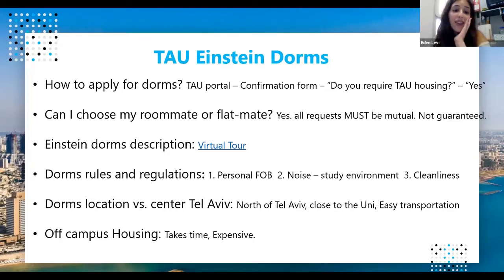You will sign a contract for a certain time, and if you choose to leave the dorms, you'll have to contact the housing coordinator, and she will tell you what to do. I will give a little bit more information about that.